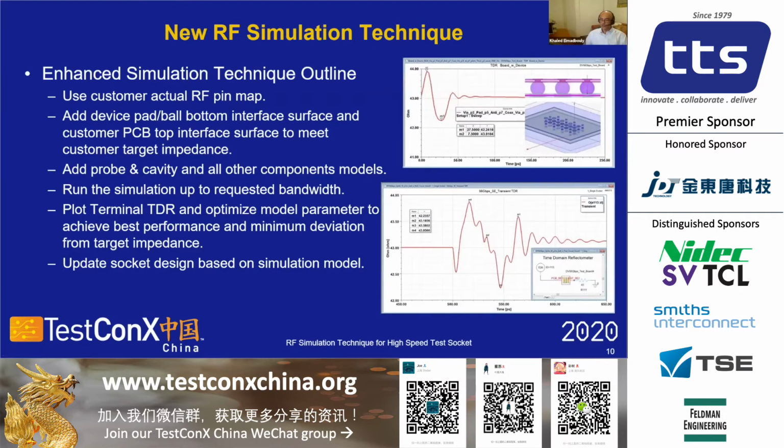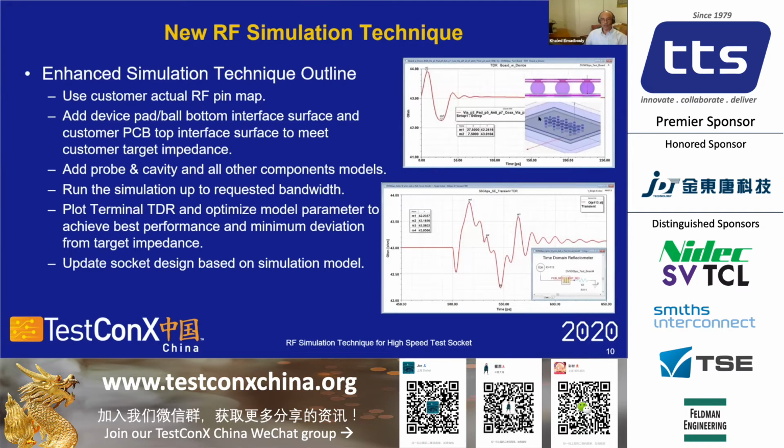So now I want to show you our new enhanced methodology for the simulation. We start by designing in a simulation. We start with obtaining the customer PCB top surface interface detail, pad diameter, solder mask, and via of the ground return. And then we also add the solder ball, the pad, and the device board. Having these two by themselves, we get the TDR plot and make sure that it is within the 50 ohm impedance or within the customer target impedance, plus or minus 1 ohm or 2 ohm at the most.